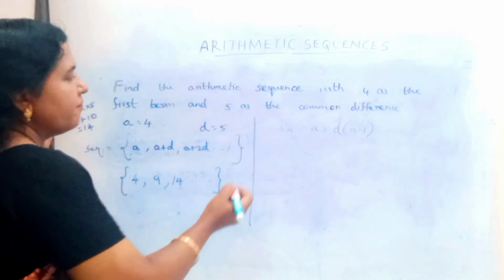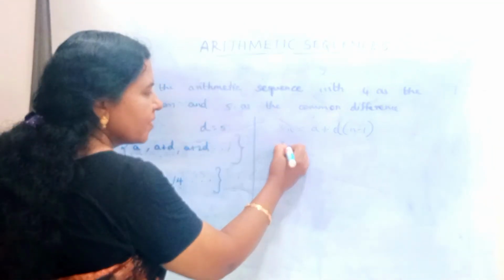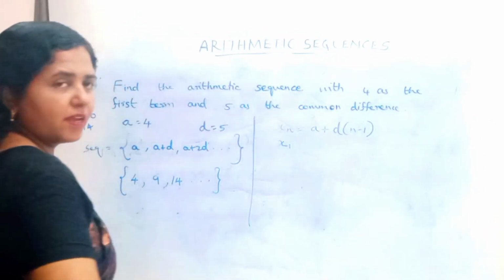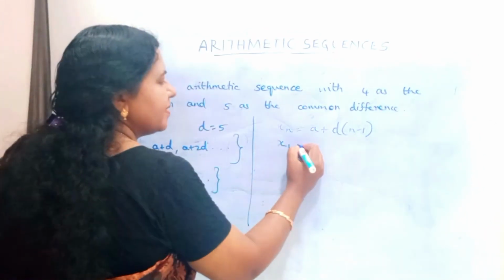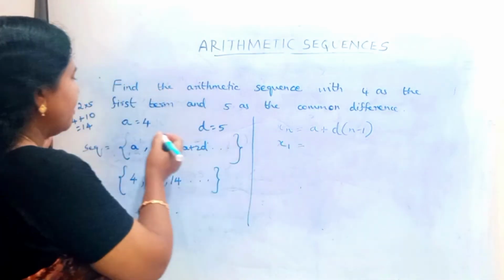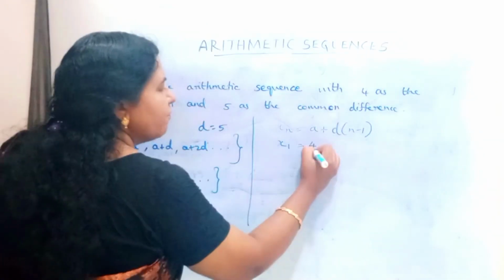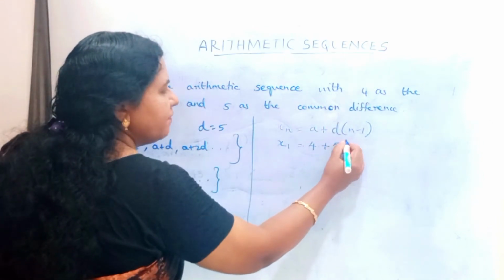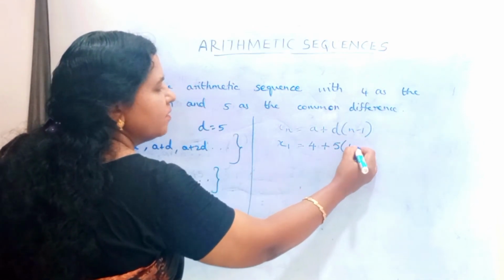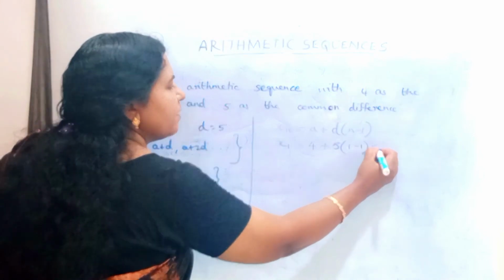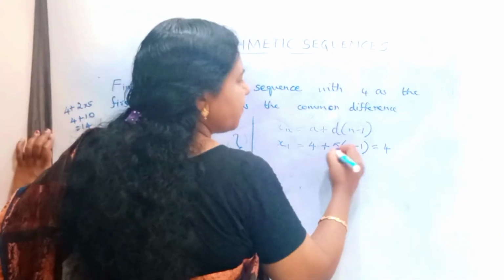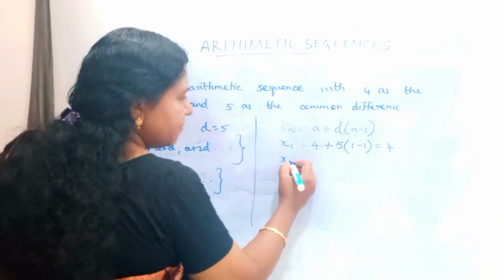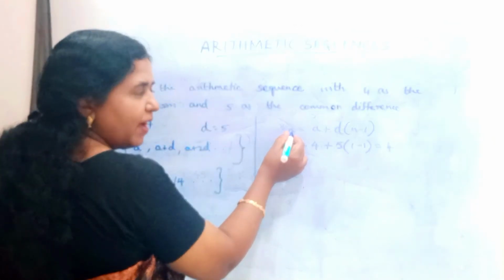So now we can find out the first term by substituting the value of n is equal to 1. So it becomes x1 is equal to, here the value of a is 4, 4 plus, and here the value of d is 5. So 5 into the value of n, which is 1, so 1 minus 1. So it is equal to 4 plus 5 into 0. So it becomes 4.